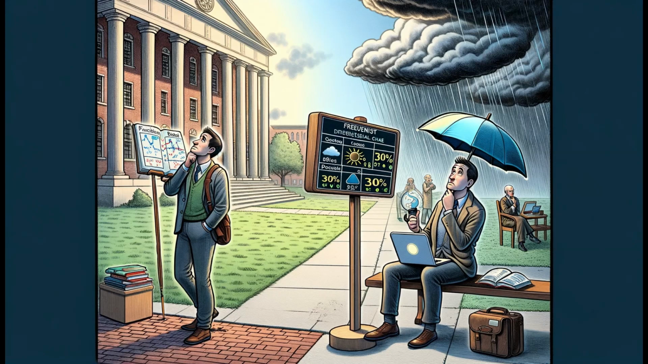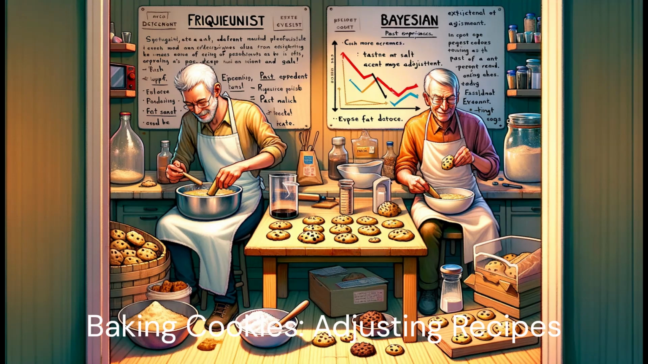"Now, imagine you're trying to decide if you should bring an umbrella to campus. A frequentist would look at historical weather data and say, 'It's rained 30% of the days this month, so there's a 30% chance of rain today.' A Bayesian, on the other hand, might say, 'Yes, but the sky is overcast, and the humidity is high, which increases the probability of rain today, given my previous experience.'" Alex chuckled, the examples making the concepts clearer.